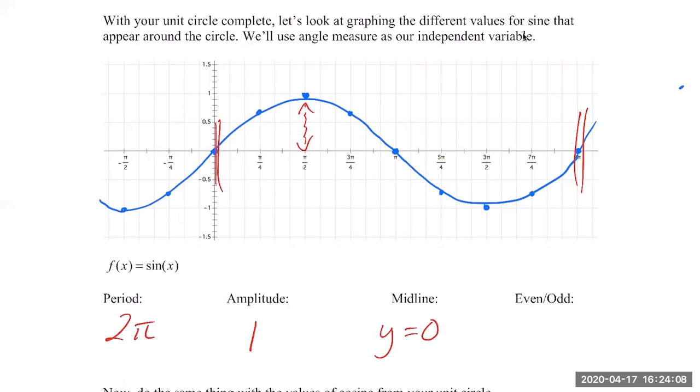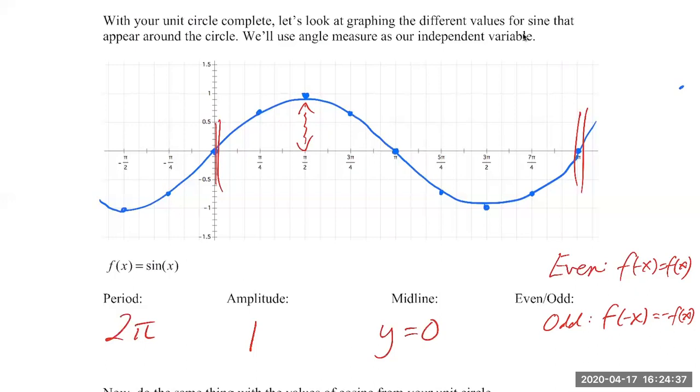Now, the next thing we need to talk about is a flashback. It's the idea of even and oddness within a function. Remember, a function is even if f of negative x is equal to f of x, and it is odd if f of negative x is equal to the opposite of f of x, so negative f of x.